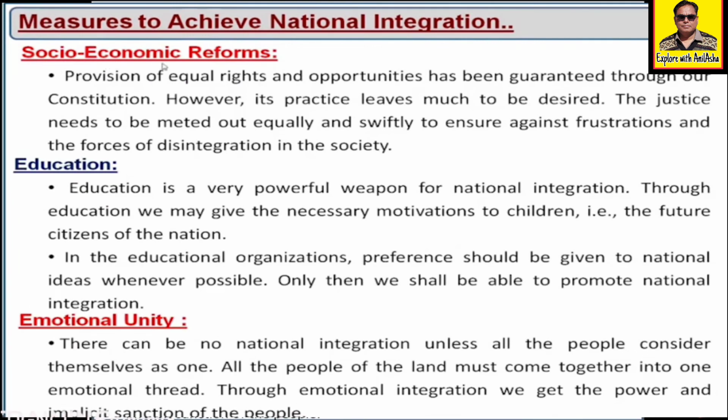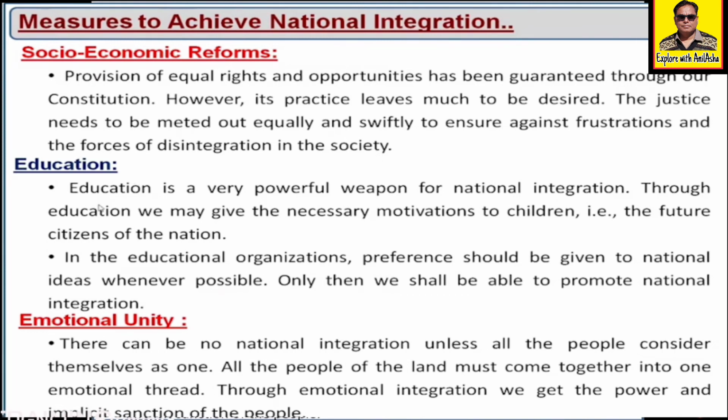Coming to the other measure, socio-economic reforms. Provision of equal rights and opportunities has been guaranteed through our constitution itself. However, its practice leaves much to be desired. The justice needs to be meted out equally and swiftly to ensure against frustrations and the forces of disintegration in the society.